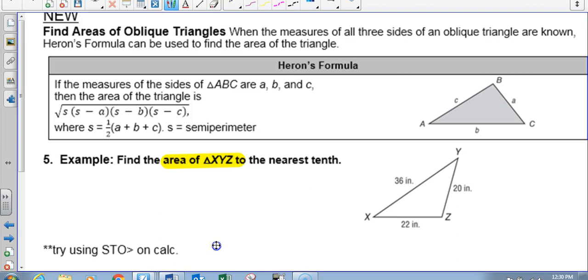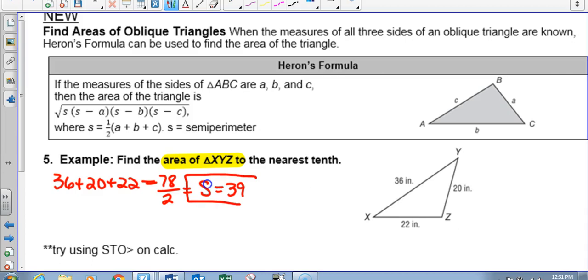Crazy formula. It's kind of working backwards from law of cosines. There's some crazy business involved here. Okay, we're going to do this example real quick by hand, and then I'm going to show you a little bit of a shortcut on the calculator. Not really by hand, but I just mean with our calculator. What's 36 plus 20 plus 22? 78 divided by 2, the semi-perimeter is 39, okay?